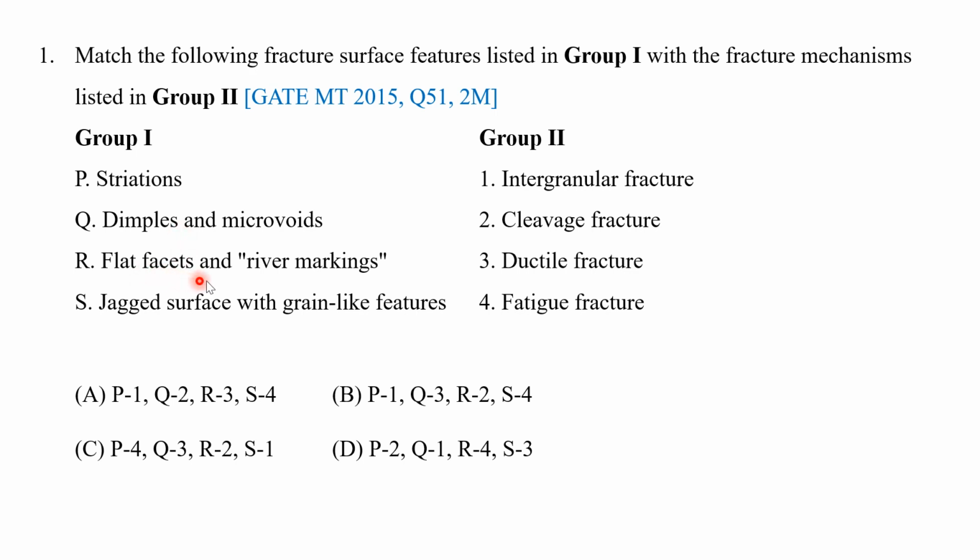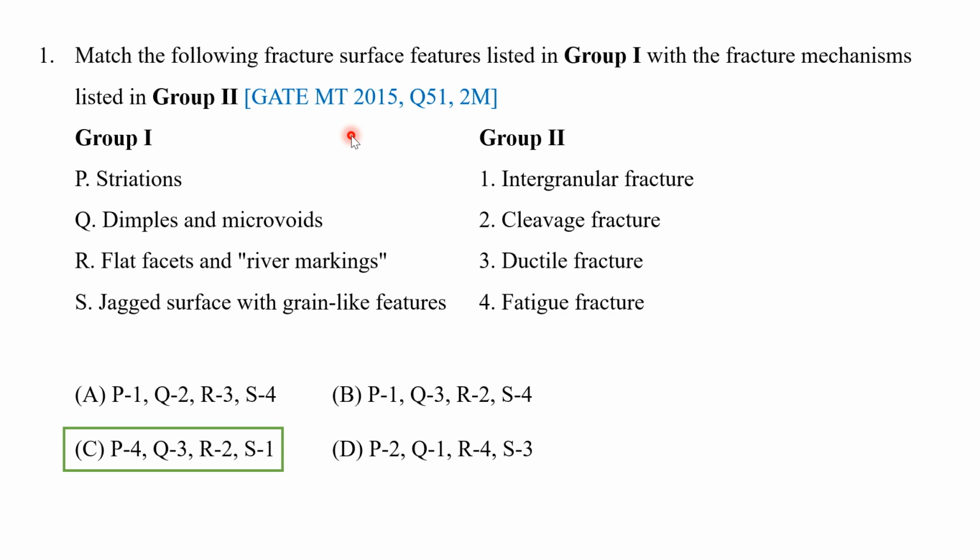Next are flat facets and river markings. Flat facets mean that it will be brittle fracture. In brittle fracture, river markings mean that it will be the case of cleavage fracture. And a jagged surface with grain-like features means that it will be intergranular fracture. So P will be 4, Q will be 3, flat facets and river markings will be 2, and the jagged surface with grain-like features will be intergranular fracture. So the option will be P4, Q3, R2 and S1. That is option C.